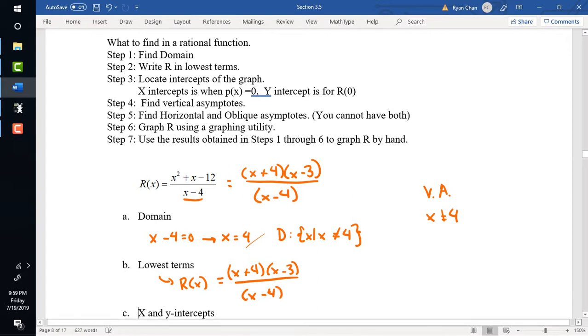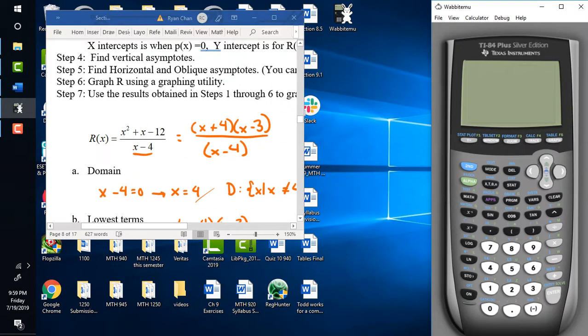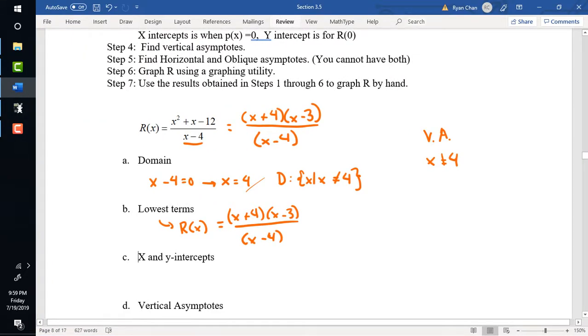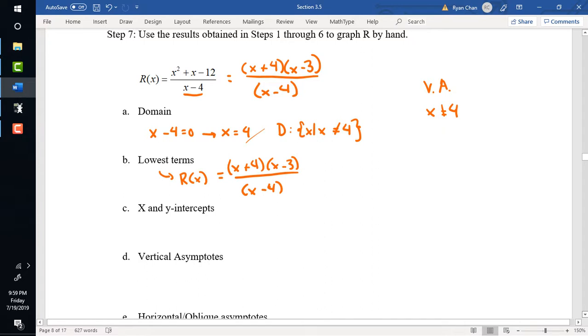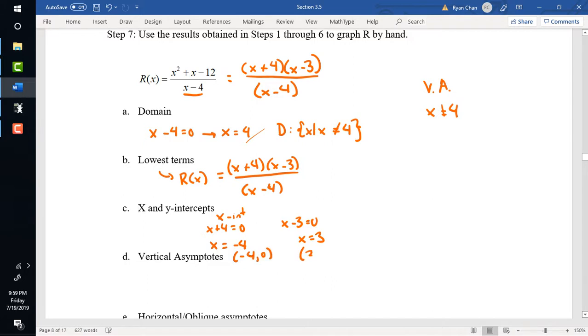And then I can find my intercepts. So how do I find my intercepts? If I want to find my x-intercepts, you're going to set the top part of your fraction equal to 0. So I'm going to set x plus 4 equals 0, and x minus 3 equals 0. So I have x is equal to negative 4, and x is equal to 3. So I have the points negative 4, 0 and 3, 0.